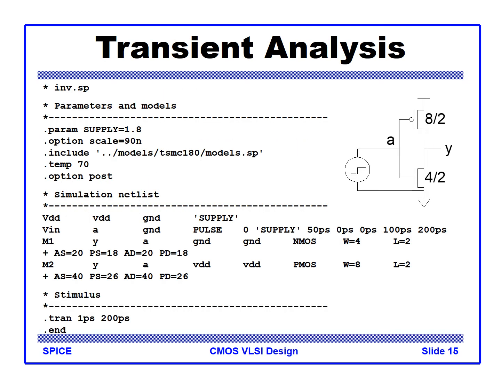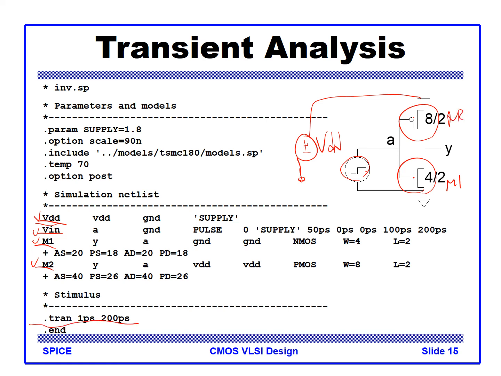This is a transient analysis including MOSFET design. We have input and NMOS and PMOS. We also have supply voltage VDD here. So we have 4 instances here, 1, 2, 3, 4. This is VDD, this is the input, and these are transistors M1 and M2. So we are using the transient with a 1 picosecond time step for a duration of 200 picoseconds, right?